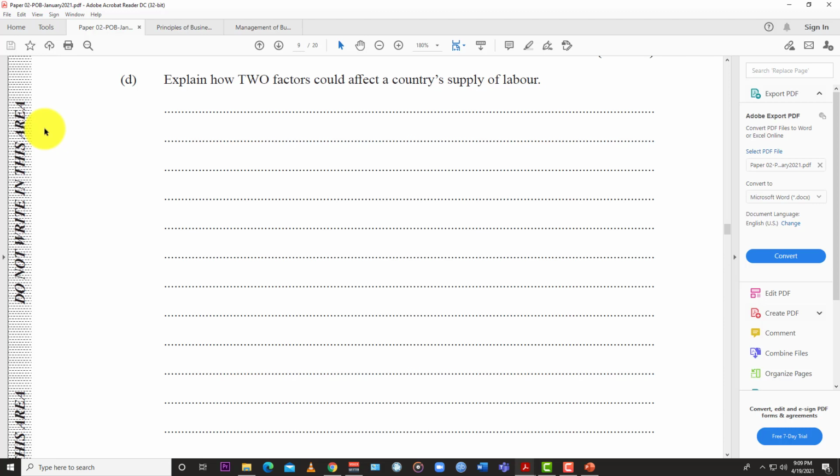But if the country has a low population, then the supply of labor would be lower. But there are certain things that affect the country's population outside of birth rate and death rate.